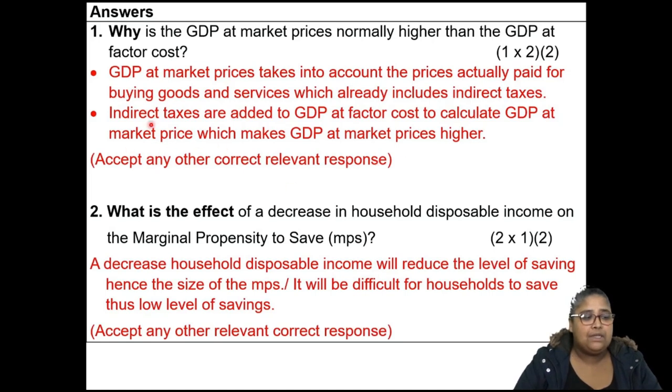So the second bullet over here says indirect taxes are added to GDP at factor cost to calculate GDP at market price, which makes GDP at market prices higher. So you will see these are two sentences. Either one of the two will be accepted, as well as any other correct, relevant response. So you are saying the same thing. It might not be in exactly the same words, but it comes down to the same thing, where you are saying that GDP at factor cost does not include indirect taxes. Therefore, GDP at market prices, which includes the indirect taxes, will be higher than GDP at factor cost. So as long as it says the same thing, your answer will be marked as correct.